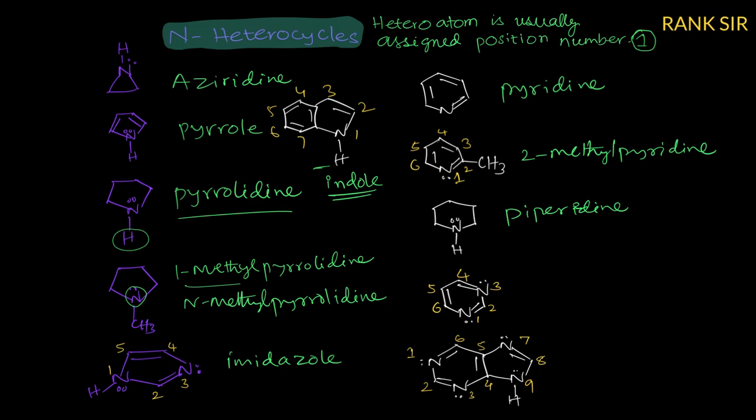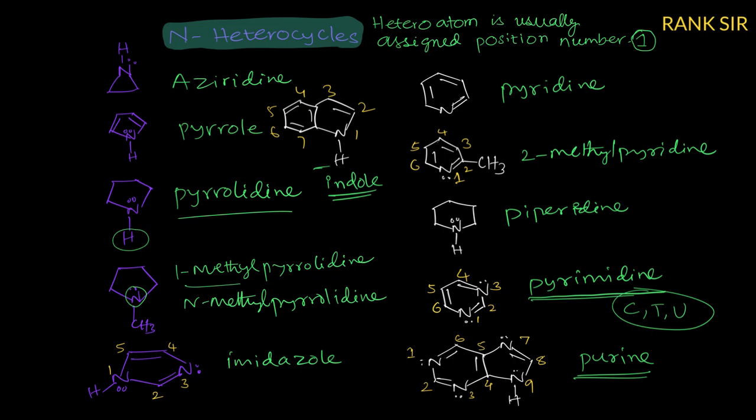Next one, what do you call this? Pyrimidine. Generally, this pyrimidine is present in DNA nitrogen bases: cytosine, thymine, uracil, like this. These are pyrimidines. Another one is purine. This purine is present in DNA as adenine and guanine. So the basic structure for cytosine, thymine and uracil is pyrimidine, and the basic structure for adenine and guanine is this one.